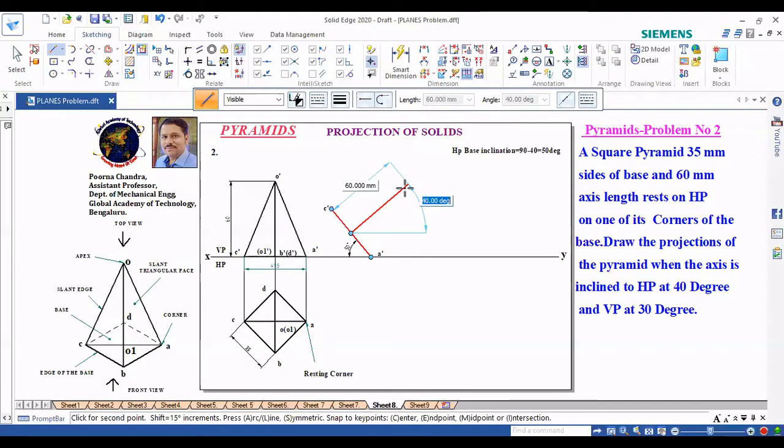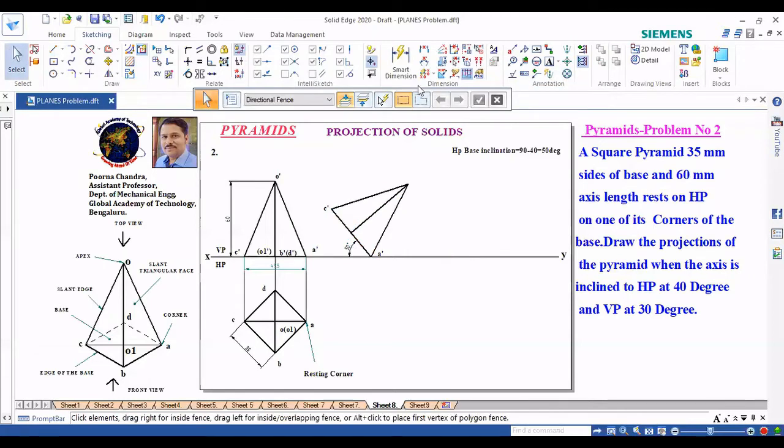For length 60, you can draw a perpendicular line. Then I can join this to this, and we can join this to this. This is how you're supposed to do it.